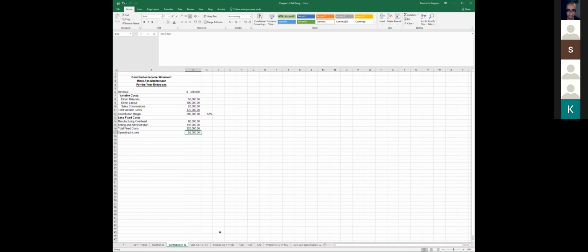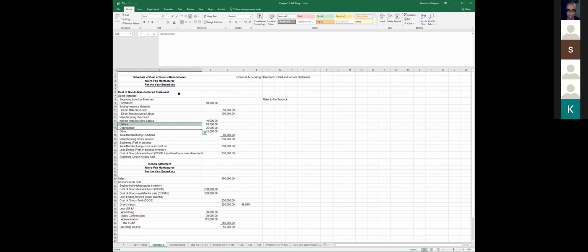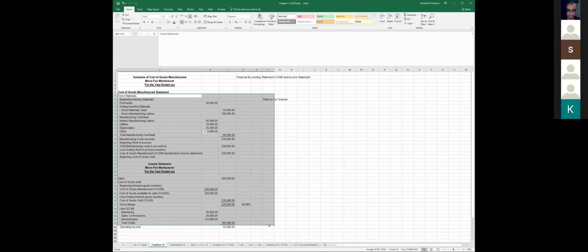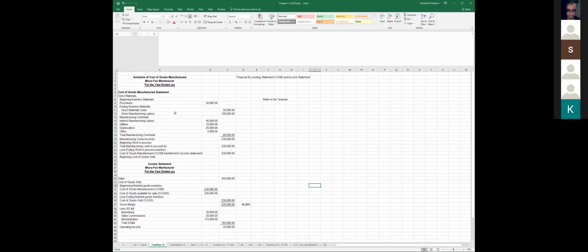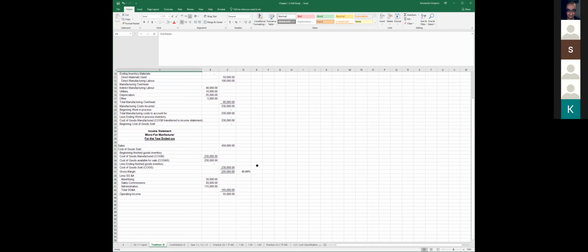It's a matter of doing a few problems just to get the flow and where each is categorized. Here it's a lot more input, but a lot simpler when there's no inventories.